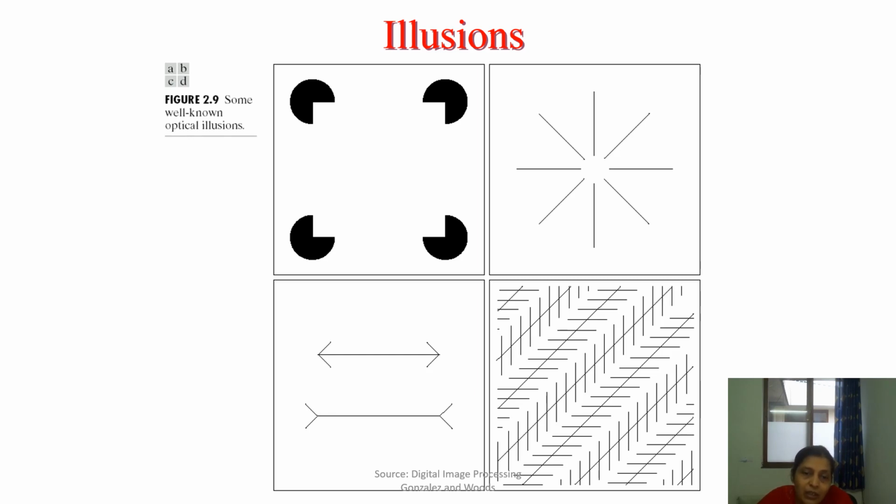Now here, these lines are exactly the same length, but only because of the direction of the arrows, we feel that this is longer than this. Here, all these diagonal lines are exactly parallel to each other. But what we feel is that they are not parallel, because the direction of each of these lines is different from this line. So these are called optical illusions.